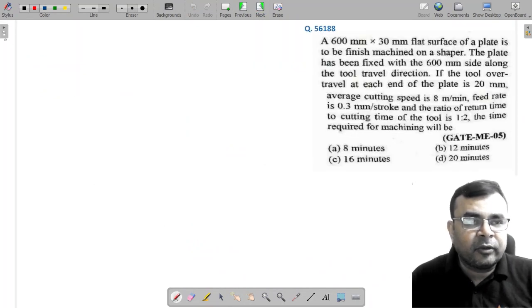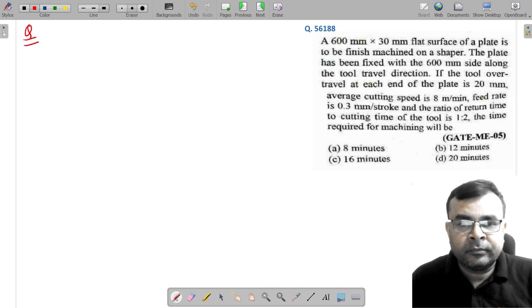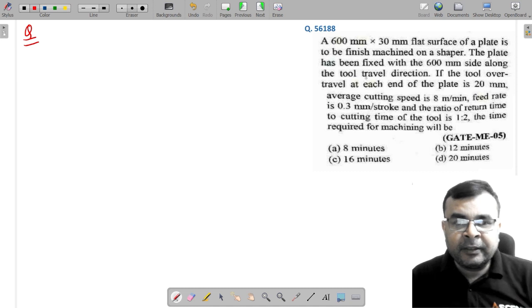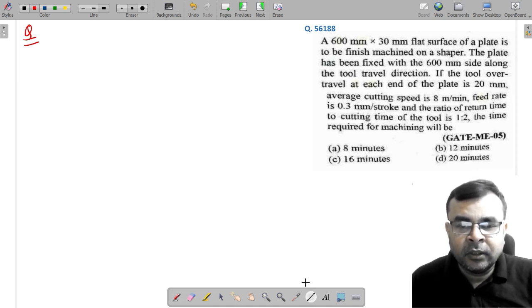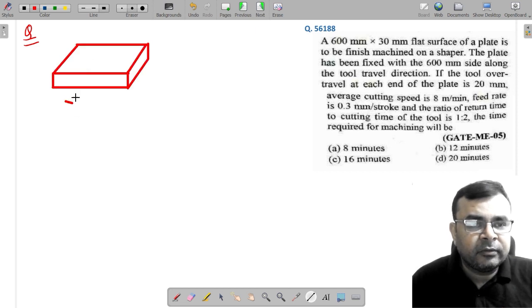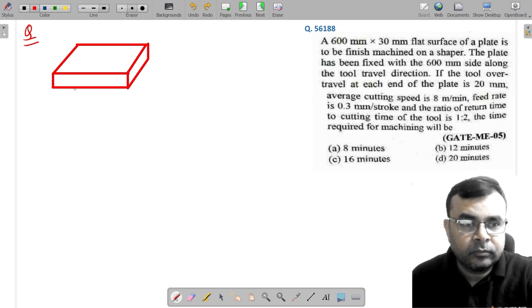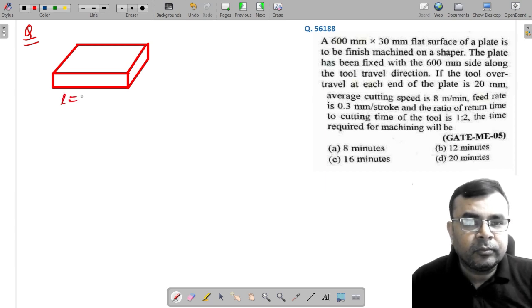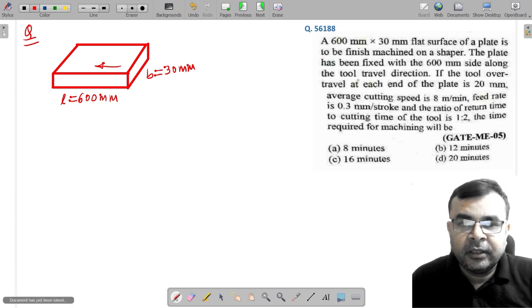Okay, so let's see another question. A 600 millimeter by 30 millimeter flat surface of a plate is to be finish machined on a shaper. This is the shaper machine. The plate has been fixed with 600 mm, you can see here, as the length, and this is the width, which is equal to 30 millimeter. The shaping operation is performed along the tool travel direction.